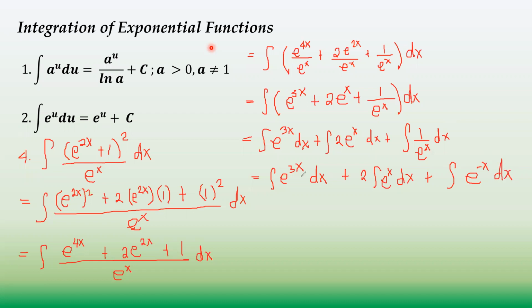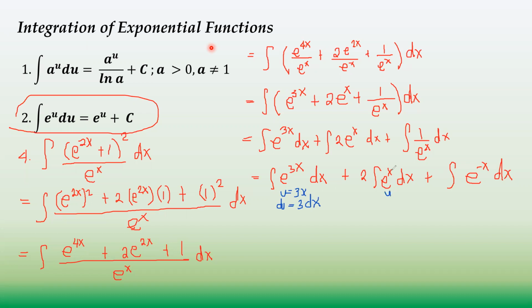So, lahat yan ay exponential. E raised to u, e raised to u, and e raised to u. Magkakaibang u: 3x, x, and negative x. Okay. Apply natin itong formula na ito. Doon tayo sa formula number 2. Puntahan natin yan. Sa una muna, e raised to 3x. So, ang pinaka-u mo dito ay 3x. So, pag kinuha mo ang derivative, du equals 3 dx. Okay, punta tayo sa pangalawa.